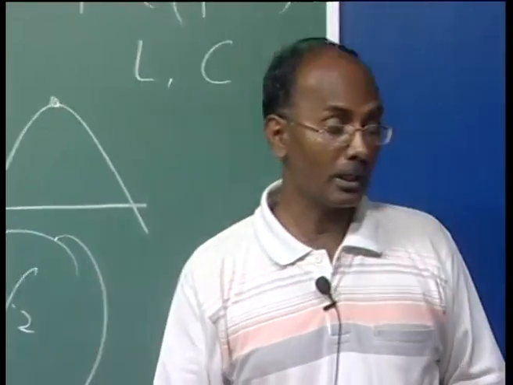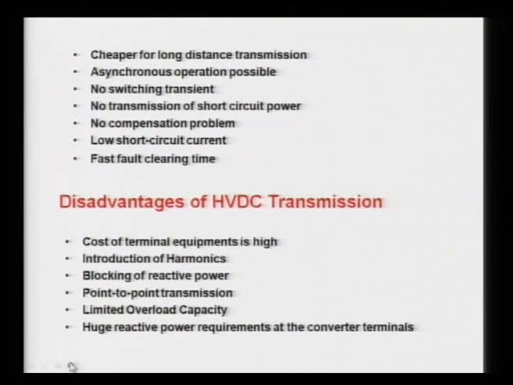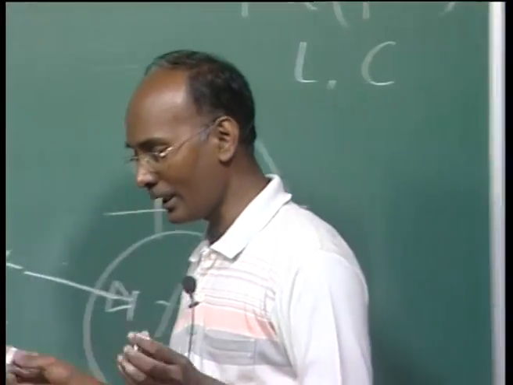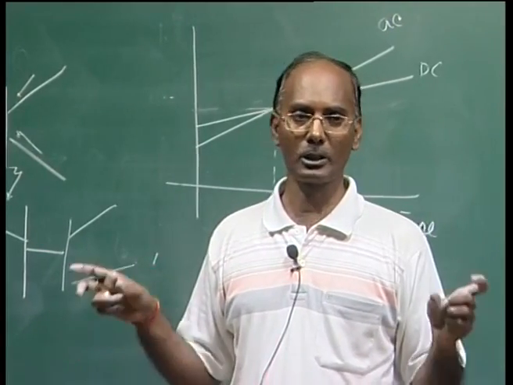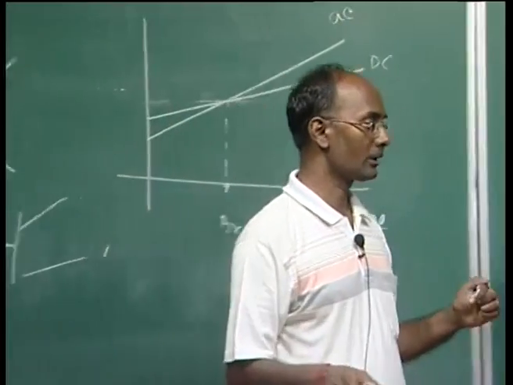So we saw the advantages of the HVDC system compared to the AC system, but we should not forget that no system is free from problems, and therefore HVDC transmission also has some problems, which are listed here. The cost of the terminal equipment is high. It introduces harmonics. It blocks reactive power, although sometimes we require reactive power from one area to another. Another concern is point-to-point transmission. It has limited overload capability due to the power electronics devices. And although the DC system does not require reactive power, at the converter station we require huge reactive power support for the smooth operation of converters. I will explain one by one.